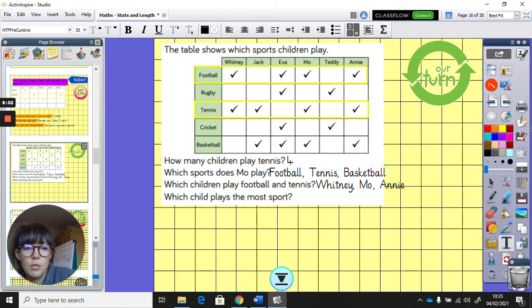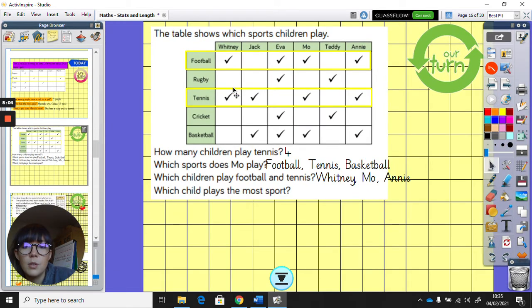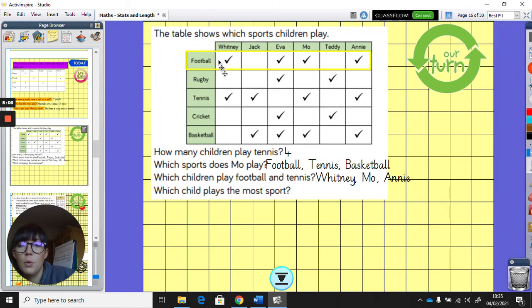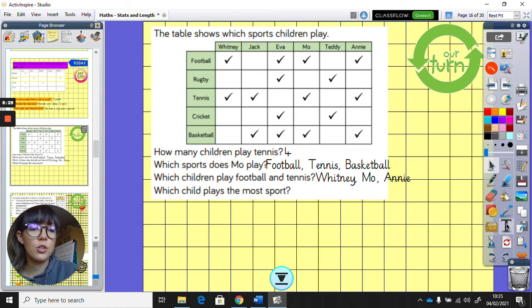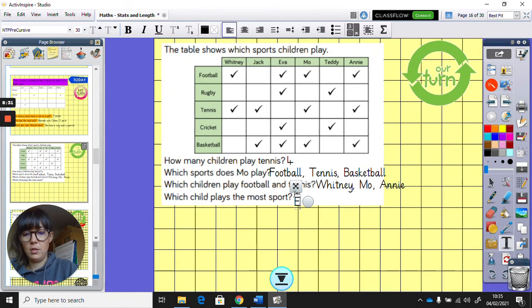Oh, now it's going to be a tricky one. Which child plays the most sport? For this one, this is the hardest question. You need to look at all the children and count up how many sports they play. So Whitney plays 2, Jack plays 2, Eva plays 1, 2, 3, 4, Mo plays 3, Teddy plays 2, and Annie plays 3. So that means that Eva, at 4, plays the most sport.